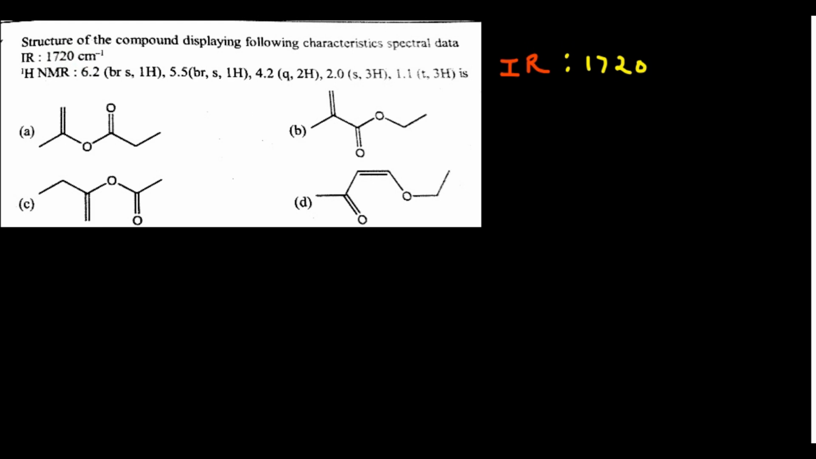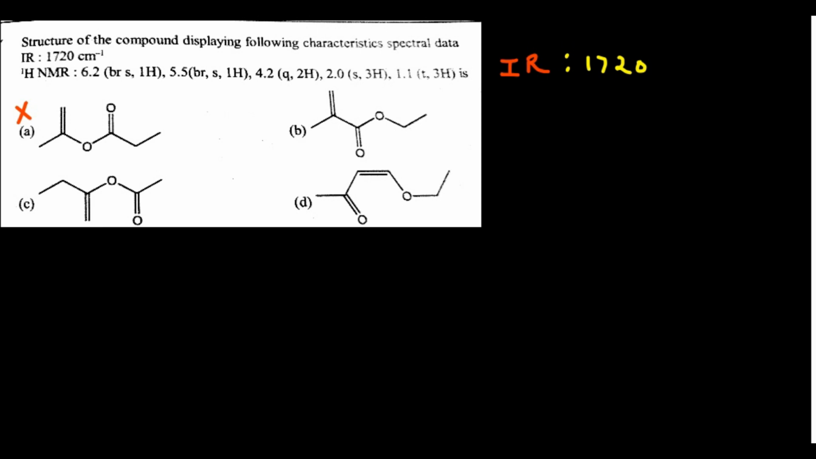Option A is an ester, but this ester is not conjugated. Conjugation means the presence of alternate single and double bonds. Here a double bond is there and then a single bond, and after that no double bond, so it is not conjugated. That means that ester cannot have that much lower IR stretching frequency, as we have seen. So you can discard this one and go for another option.